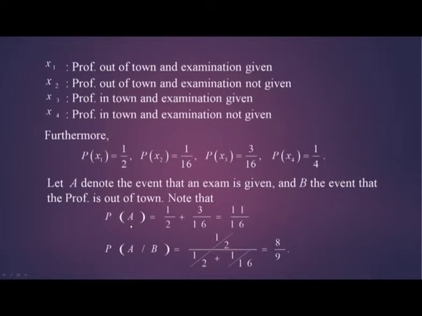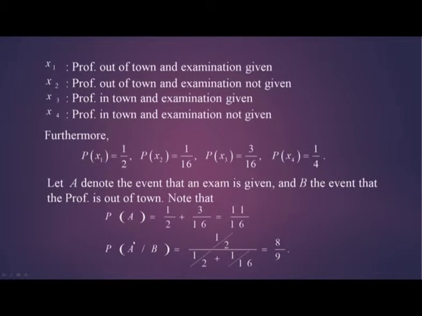So, probability of A means the probability that an exam is given. What is the probability that an exam is given? That probability is probability of A, and we know that we have 2 cases here, x1 and x3. So, that is why we have to add probability of x1 and probability of x3. So, that is why it is half plus 3 by 16, which is 11 by 16.